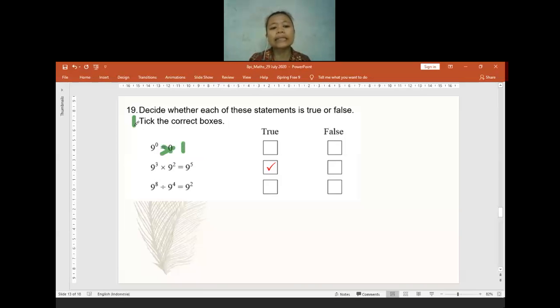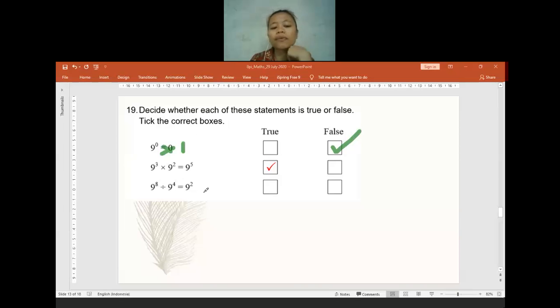Because the question is to tick the correct box, it means I do not have to tick if it is false. You can just keep it empty. You don't have to tick it like this. You can directly tick the true answer. Now for the last number, I didn't tick anything, so it means false.